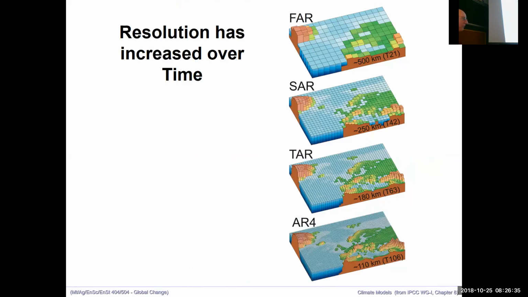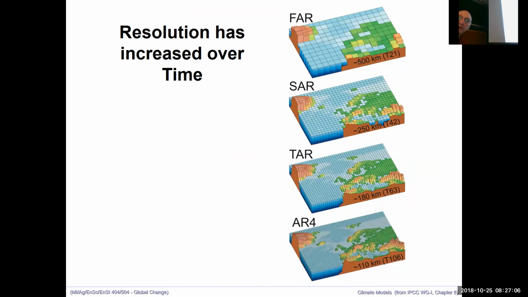However, this has improved over time. Here are 4 different versions of the spatially explicit climate models. The FAR, SAR, TAR, and AR4 refer to the various different IPCC major reports on the state of climate change. So the IPCC is the Intergovernmental Panel on Climate Change. We'll talk about them quite a bit later in the quarter.